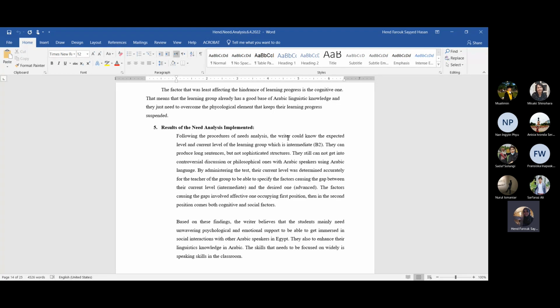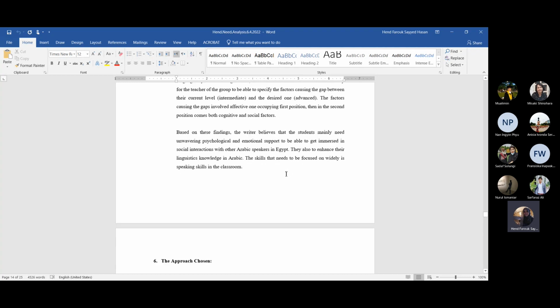The factors causing the gap, as I explained earlier, some of them are emotional, some of them are cognitive, and some of them are social factors. Based on these findings, the writer decided that they need unwavering psychological and emotional support to be able to get immersed more in social interactions with Arabic speakers in Egypt. They also need to enhance their linguistic knowledge of Arabic.